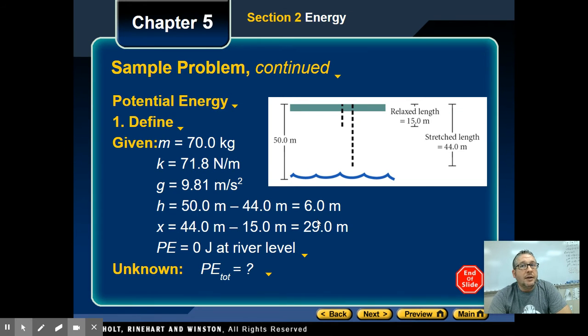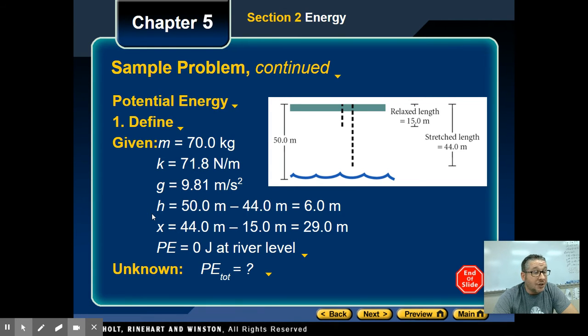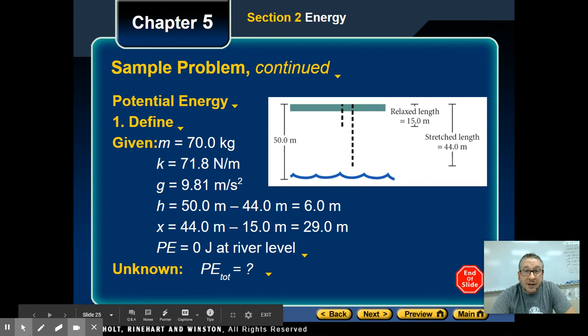Now, since we're trying to find our total potential energy, and we're involving both gravitational and elastic because of the bungee cord, we have to figure out how far the bungee cord stretched. It stretched to a length of 44 meters, but it also had an unstretched length of 15 meters. So again, we take the difference and find that the bungee cord stretched by 29 meters. Okay, so we need to figure out what the total potential energy is.